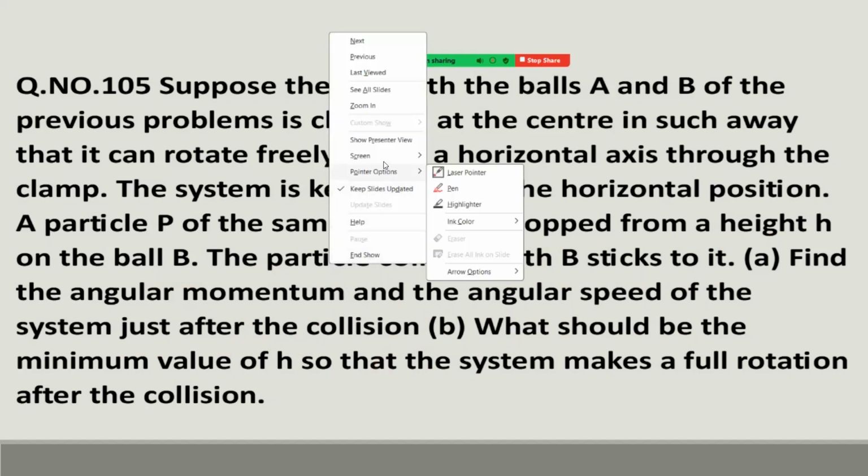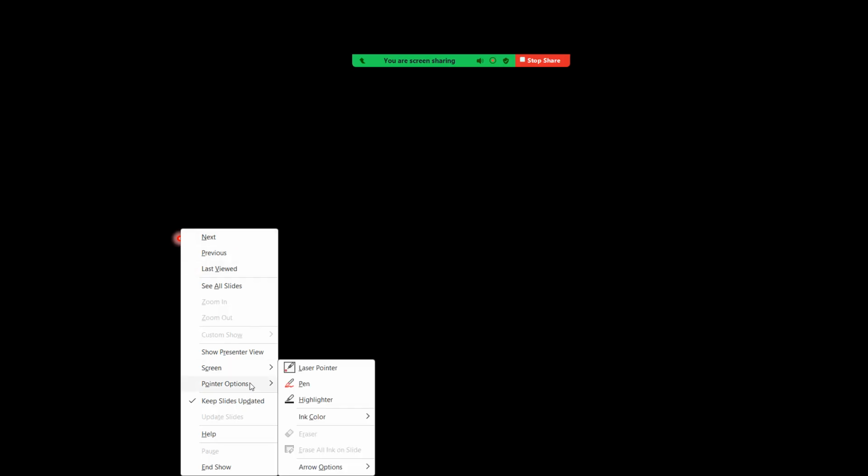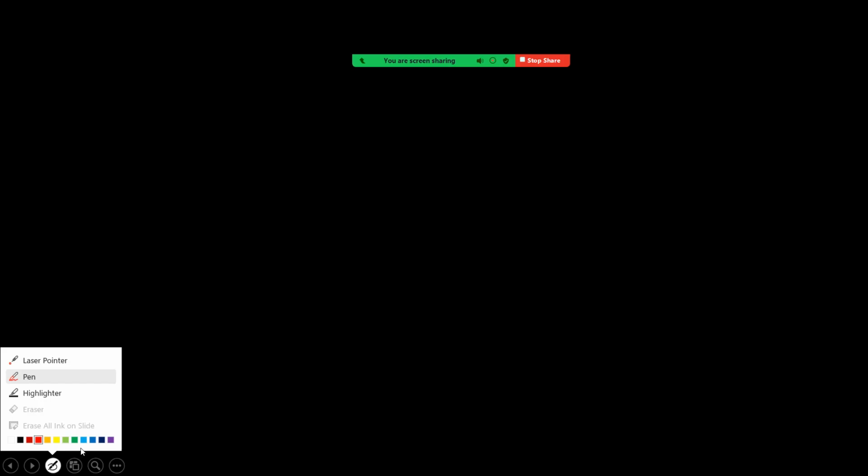So first make a diagram for the given data. Given that the rod is horizontal, it is now free to rotate about a horizontal axis. That means now this system rotates in a vertical plane. You can say this is A and this is B. Now this is the axis which is normal to the plane of the board and horizontal, having masses each m. Suppose the length of the rod is L.